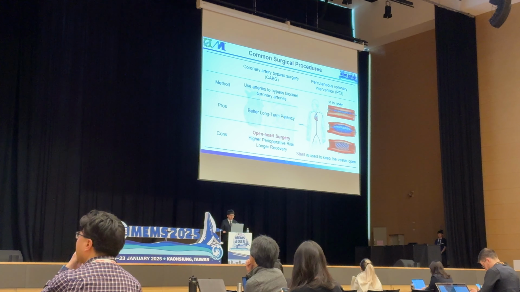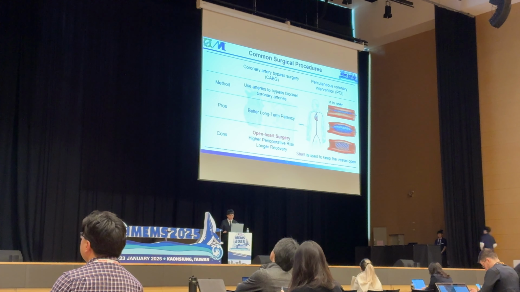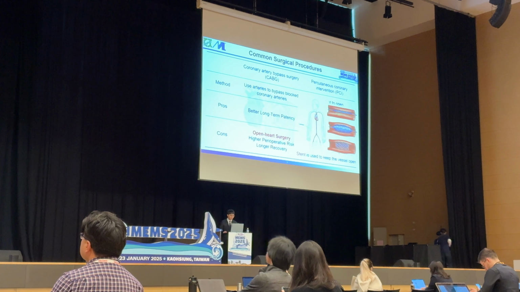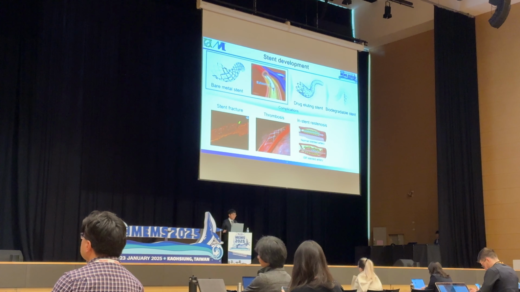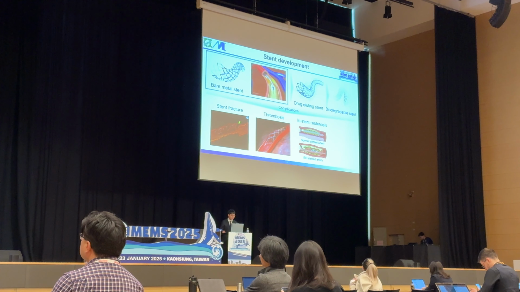And in the PCI procedure, a stent is used to keep the blood vessel open. A stent is a receiving tube combined with a balloon catheter, which is inserted into our heart. And after the balloon catheter expansion, our stent will remain inside the blood vessel to keep it open and restore the blood flow.